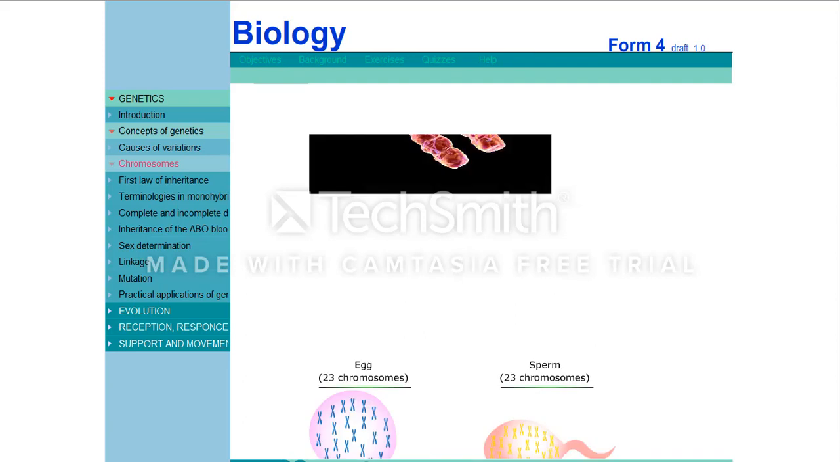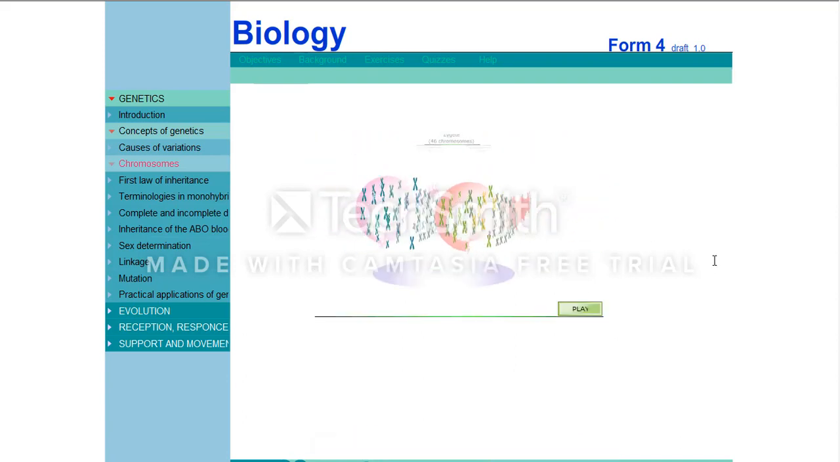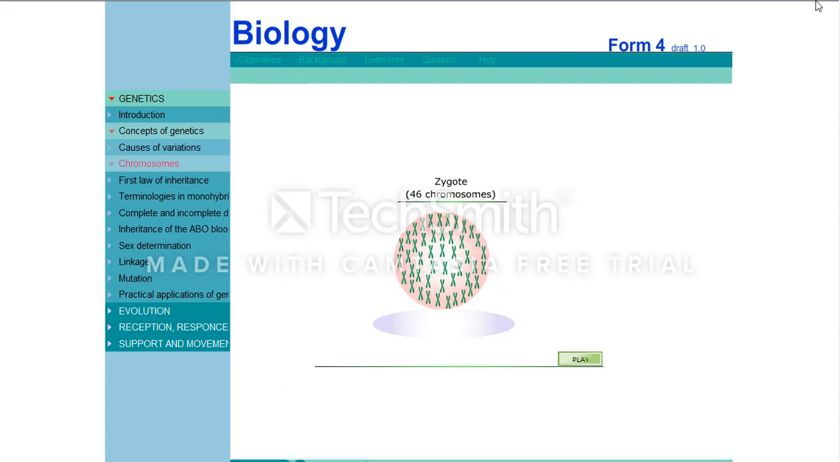Each species of animals or plants contain a definite constant number of chromosomes. For example, in man, a sperm has 23, while an egg has 23, making the zygote to have 46 chromosomes. Play the animation to view formation of a zygote. Chromosomes exhibit certain characteristic behavior during the stages of cell division.